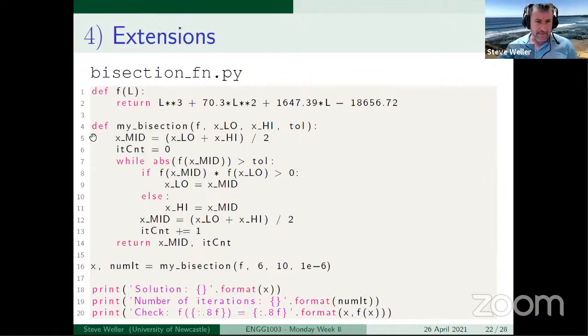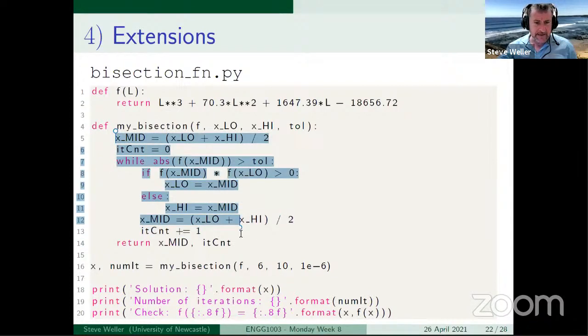You'll see that the bulk of it, I'll highlight the code in lines 5 through to 13. You've seen those lines before. They are the bisection method that we presented on an earlier slide. The difference with the code that we've previously seen to the code that's on the screen here now is that the code on the screen implements the bisection method as a function.